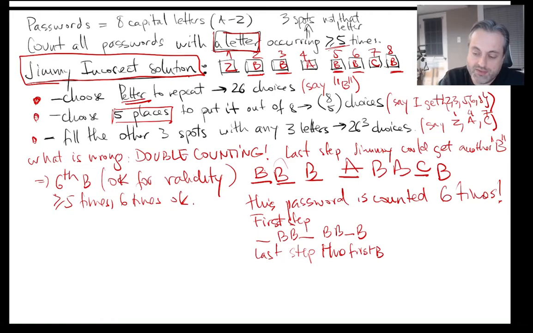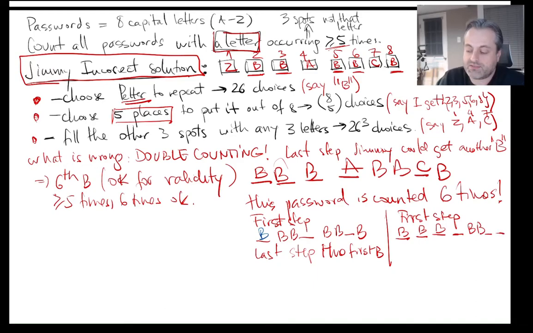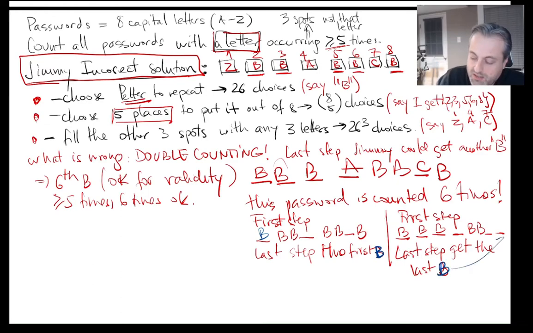That will be this one here, or we could have it in the first step: get, for example, B, B, B, and then nothing, and then B, B, and 2 empty spots, right? That's 5 B's. But then in the last step, get the last B. Let me put those in blue so that you guys know what I mean. That's the B that goes in here.